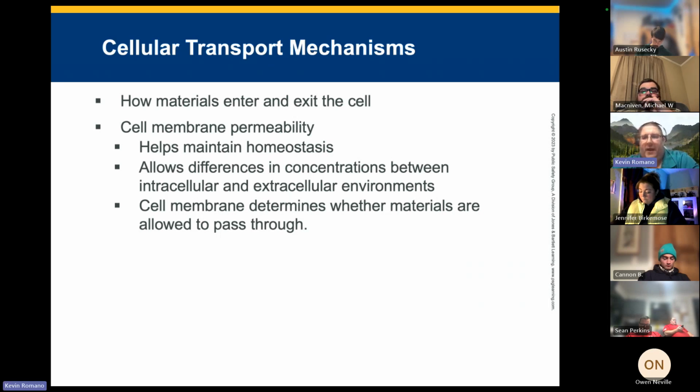So cellular transport mechanisms refer to how materials enter and exit the cell. The cell membrane is selectively permeable, which helps maintain homeostasis, that even ground of the body, how we live. Electrolytes are chemicals that are dissolved in the blood and are made up of salt and acid substances.